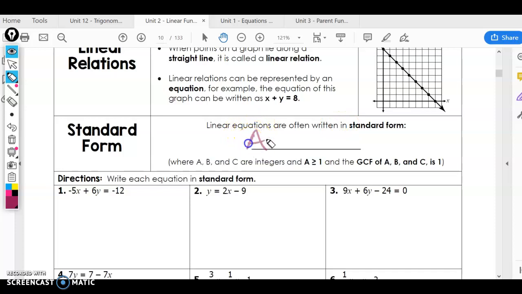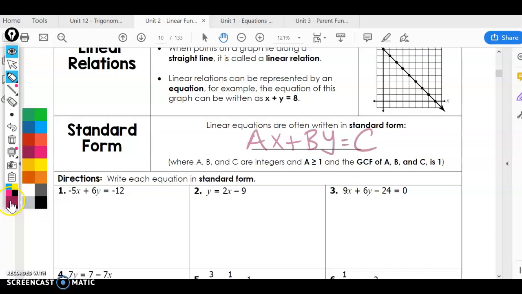This says that ax plus by equals c, where a, b, and c are all integers. That means a, b, and c are not fractions. A is positive, so the leading coefficient right here cannot be negative. And again, the GCF of a, b, and c is 1, so you don't have to really worry about that, but just know that there's no fractions and the beginning can't be negative.